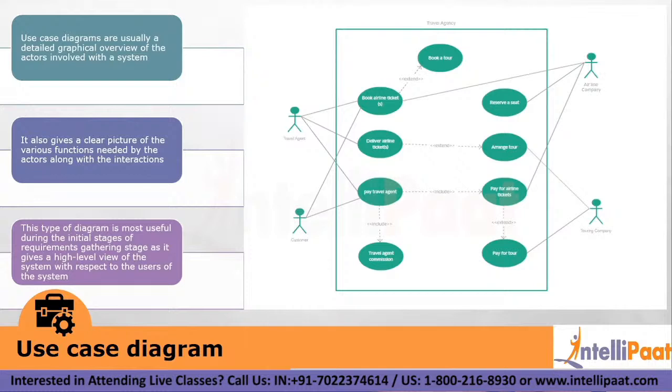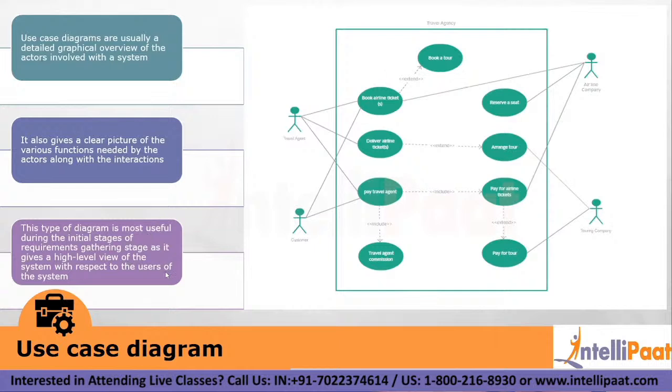So let's start with the first primary user, and that's a customer. So as a customer, I want to book an airline ticket. So I come in, I need to do a booking for the airline ticket, and I can book a tour. If I want to extend it, I don't just want an airline ticket, I also want to book a complete tour package. So I can extend it to a tour package. So that is the first user who is actually getting involved with the system.